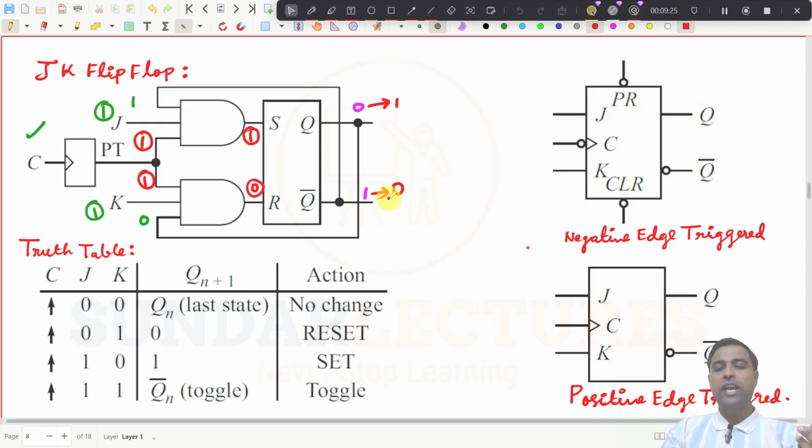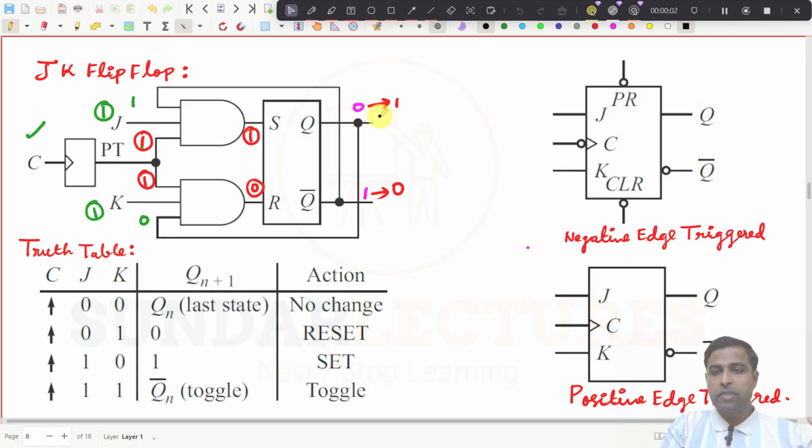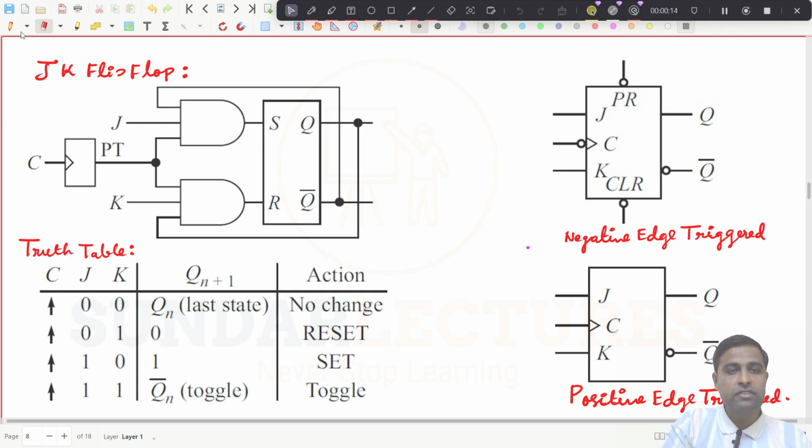For example, you take a different one now. Let us assume that one also. So now this 0 has become 1. If I give J is equal to 1, K is equal to 1, the present state is 0, the next state becomes 1. That is what we have seen now. And what we will do now, we will rub out everything, since we are going to take another one now. Anyhow, the point is J is equal to 1 and K is also equal to 1.